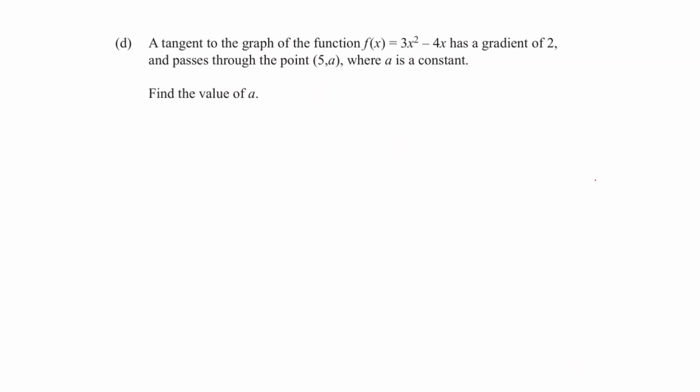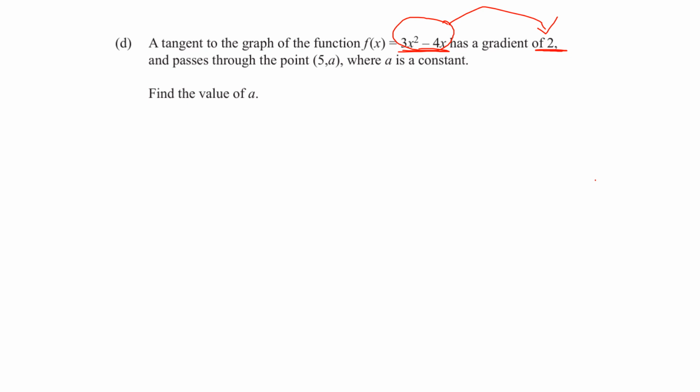Okay, so 1D goes like: a tangent to the graph of a function f(x) equals 3x squared minus 4x has a gradient of 2 and passes through a point (5, a), where a is a constant. Find the value of a. So how do we do this? We already know our gradient is equal to 2, and this is our function. So the derivative of this function is equal to 2.